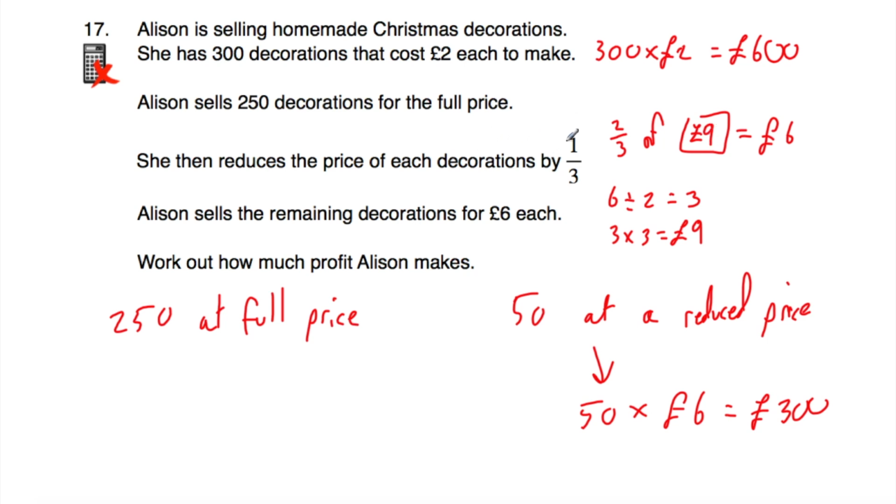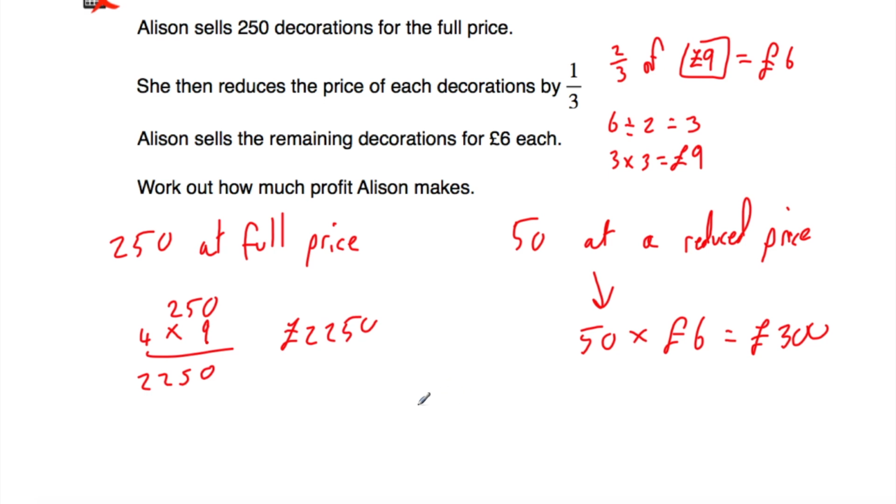And let's just check that. If we were selling them for £9, a third of 9 is £3, and then reducing it means we're taking it away, so it's left with £6. So she sold these 250 decorations at £9 each, the full price. So we're going to do 250 multiplied by 9. 9 times 0 is 0. 9 times 5 is 45. Put the 5 down, carry the 4. And 9 times 2 is 18 plus 4 is 22. So that's 2,250. So she made £2,250 selling the full price decorations and £300 for the reduced price ones. So altogether, if we add them together, that'll be £2,550.